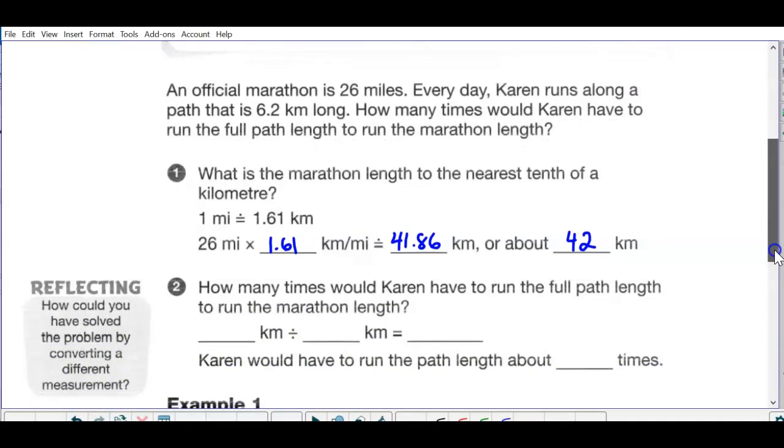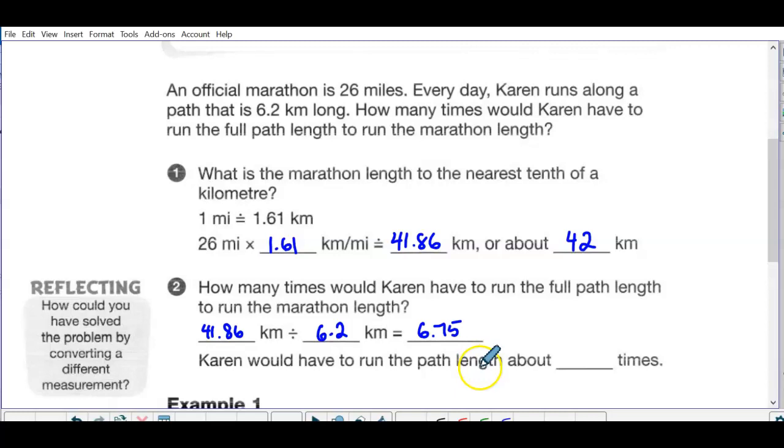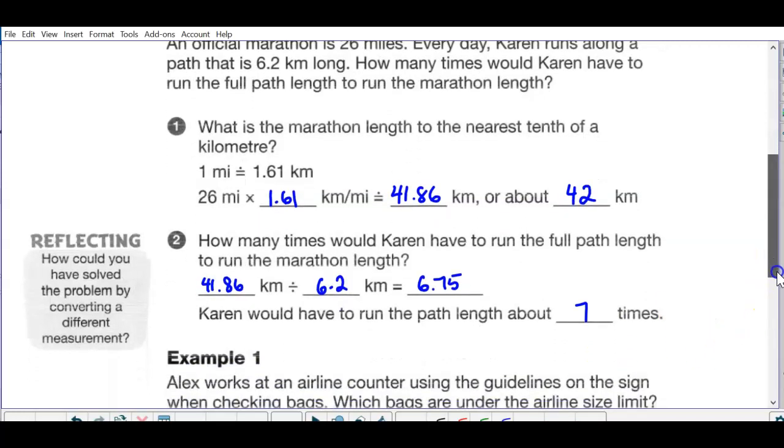Okay, how many times would Karen have to run the full path length to run the marathon length? Let's use the more exact one, 41.86, and the path is 6.2. So how many 6.2s in 41.86? I already have 41.86 in my calculator. Any scientific calculator, same thing. You just press divide or whatever your next operation is. And that's going to be 6 point, let's go to 2 decimal places, 6.75. So Karen would have to run the path length about 7 times. 7 times would give her a little more than a marathon. Okay.